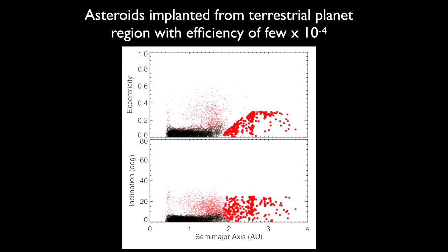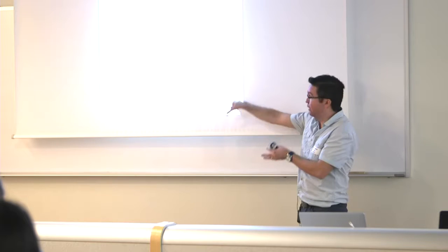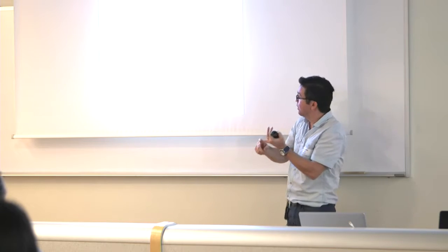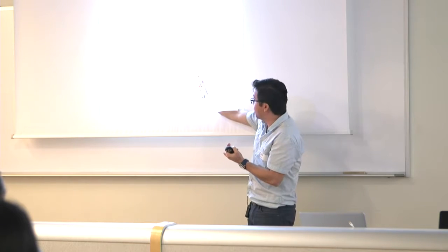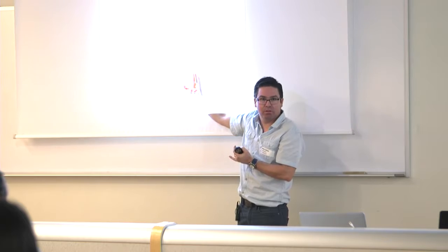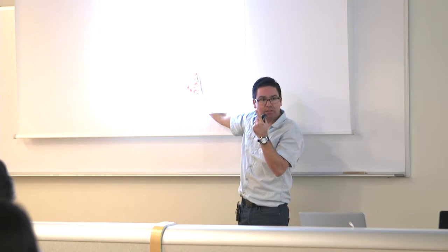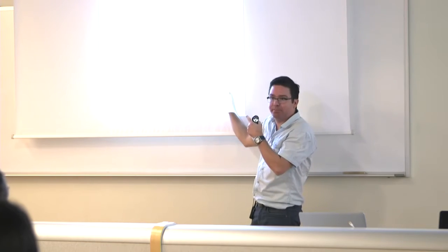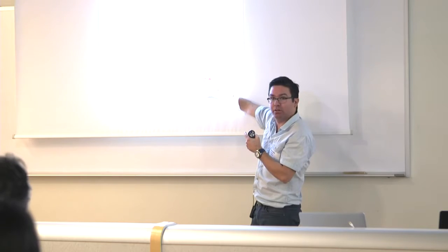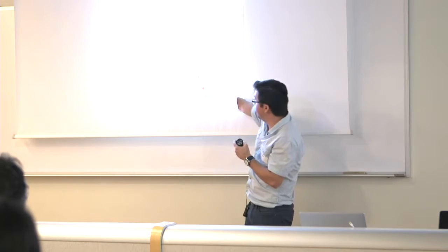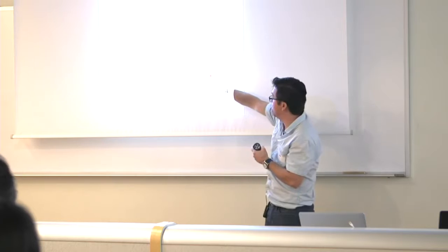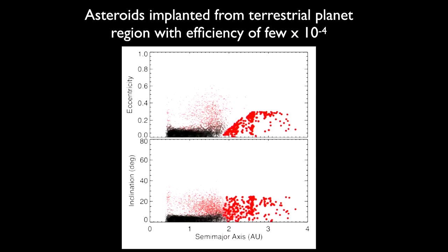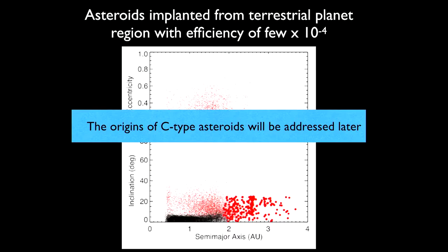Again, this is not a complete model, because we can explain the masses of the planets, their orbits, and the asteroids in the inner part of the belt. But there's one piece missing: how to explain the C-types from the other part. These two populations, the population in the inner part and the population in the outer part, are different. So the origins of the C-types will be addressed later in the talk.